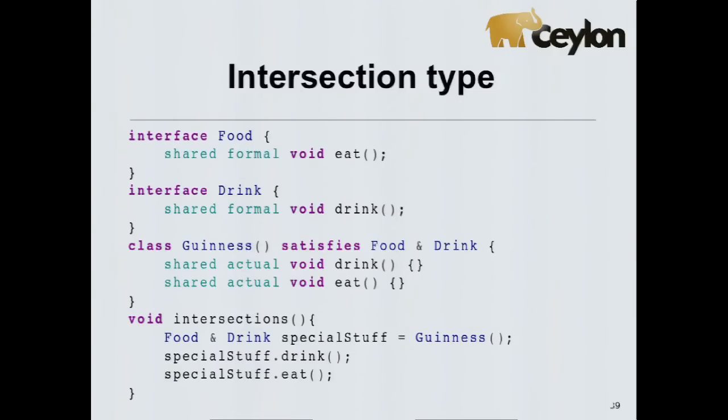So you can drink it, you can eat it, and this type of thing, which is both food and drink, and you don't really care what's in there, you can express it in the language. You can say, okay, I want something which is food and drink because I want to eat it, I want to drink it. It could be soup, it could be Guinness, it could be anything. You don't care. As long as it satisfies both interfaces, then you're fine with it.